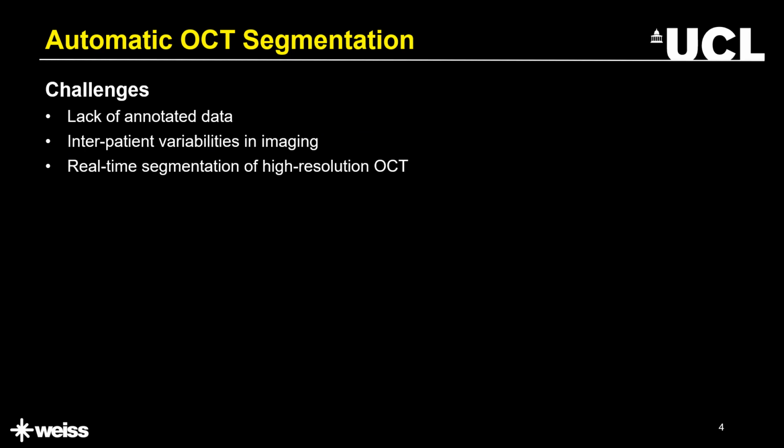Intraoperative OCT segmentation can provide better guidance and visualization to the surgeon during these procedures. However, it comes with its own challenges, as for training these models, we require a large number of annotated data. Moreover, these methods need to be implemented in real time for high resolution OCT segmentation, and they must incorporate interpatient variabilities and be robust to these kinds of variabilities.